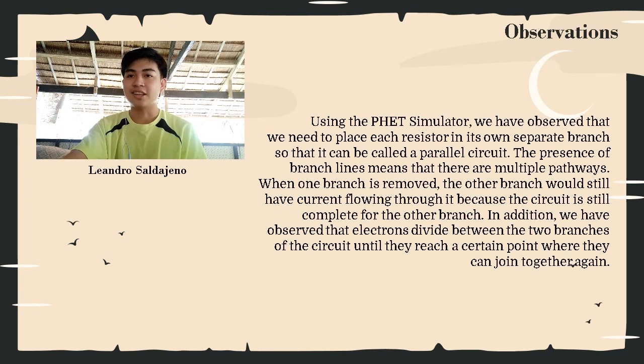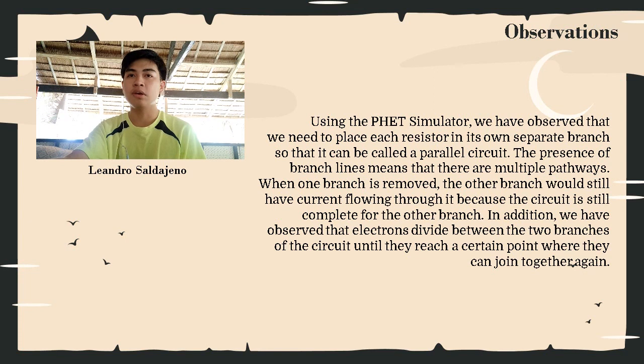The next part is the observations. Using the PhET simulator, we have observed that we need to place each resistor in its own separate branch so that it can be called a parallel circuit. The presence of the branch lines means that there are multiple pathways. When one branch is removed, the other branch would still have current flowing through it because the circuit is still complete for the other branch.